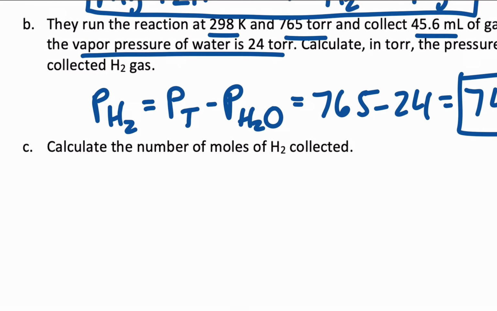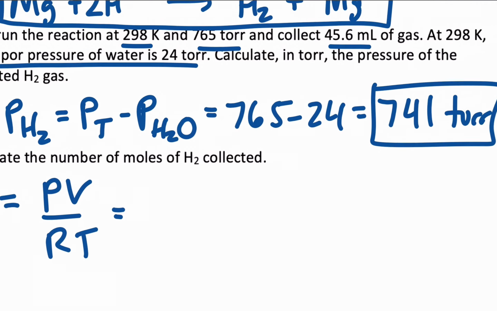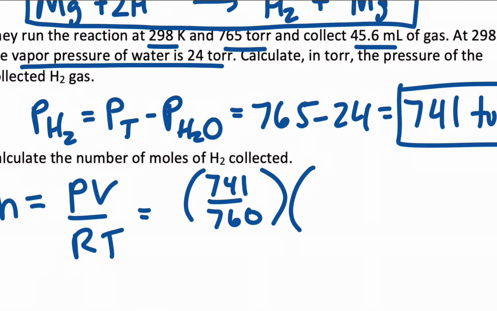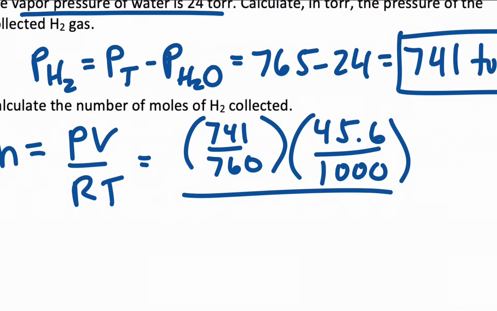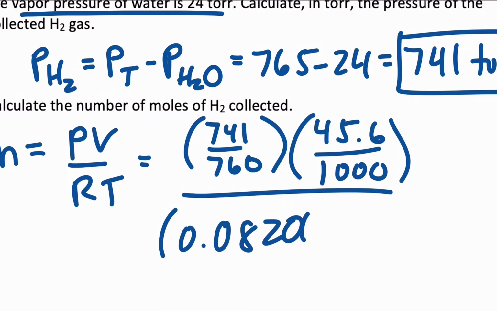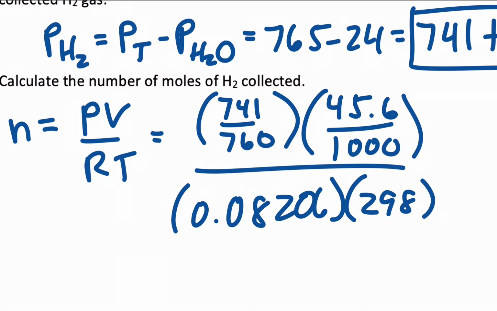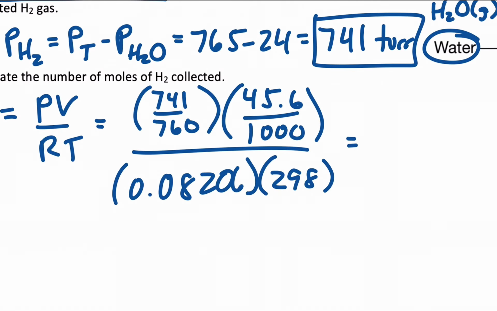And then how many moles of hydrogen? Rearrange the ideal gas law. n is PV over RT. Pressure is 741, got to convert it into atm, so divide by 760. V is 45.6, got to convert it into liters, so divide by 1,000. R, it's faster if you know it, 0.08206. T, 298 Kelvin, already in Kelvin. So my units are good. Simply need to convert everything and plug it into my calculator here, divided by 0.08206 and 298.